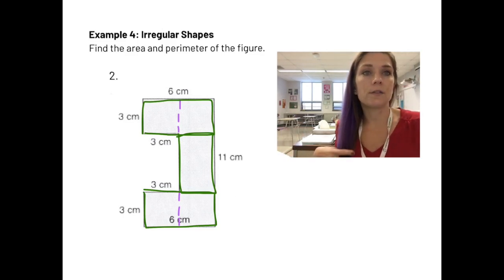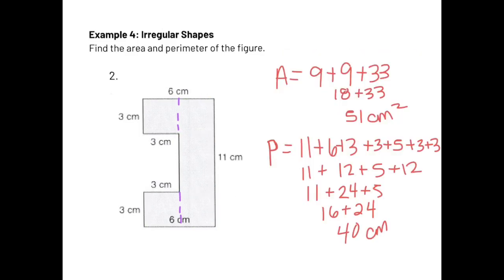Let's go ahead and get the answer for this one. So the work for the area is right here. The 9 is coming from this 3 times 3 space and this 3 times 3 space to give us 9. And then the 33 is coming from this 3 times this whole 11 to give us 33. So that's where the area is being calculated and adding those up.